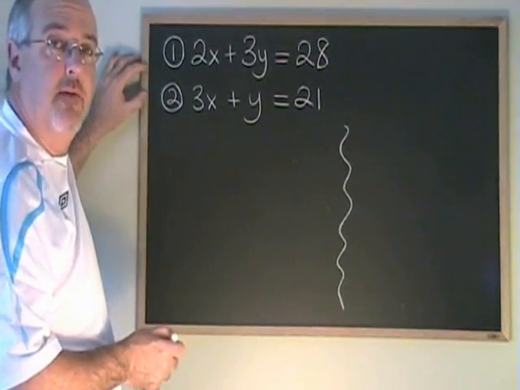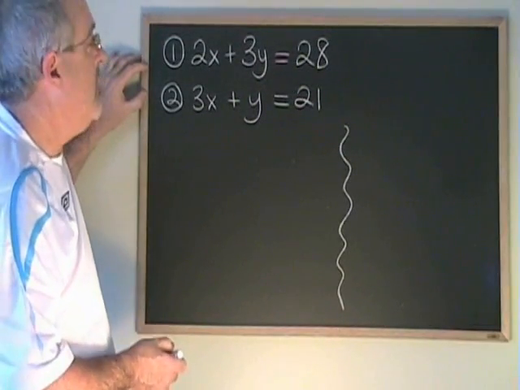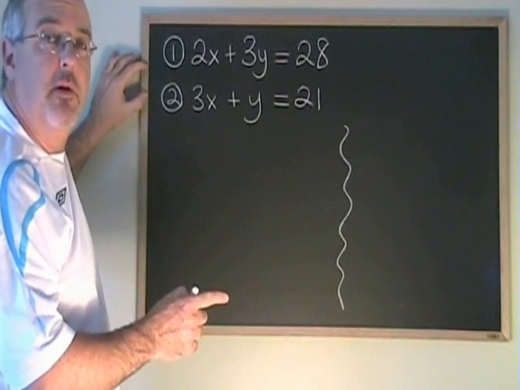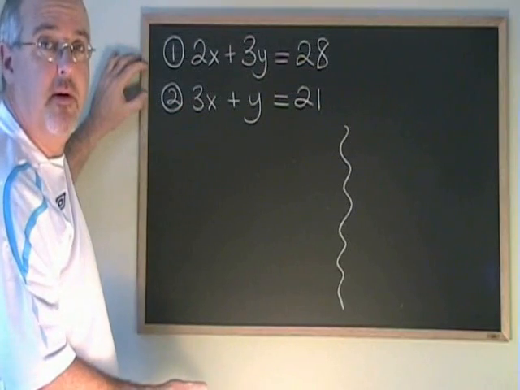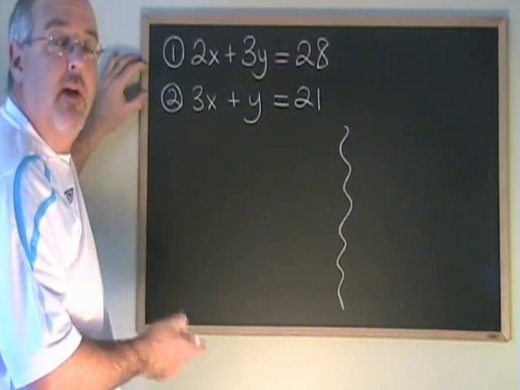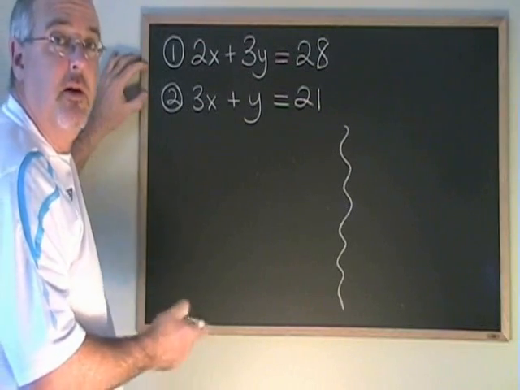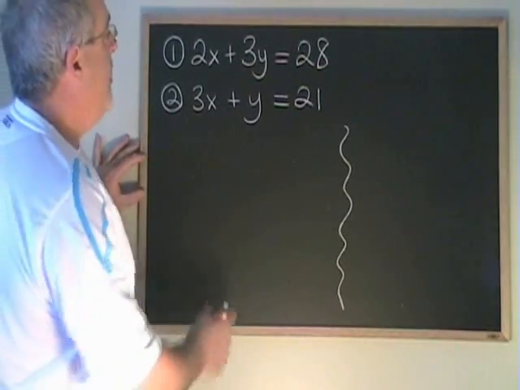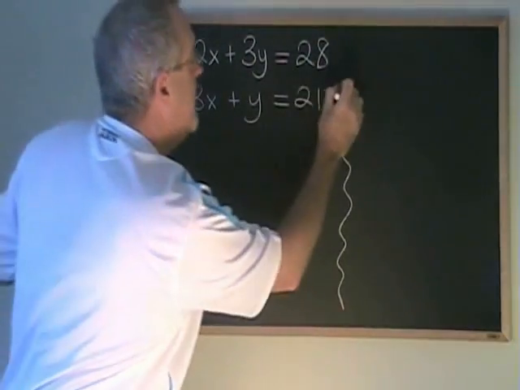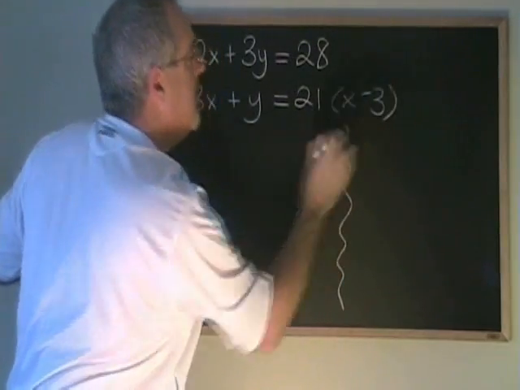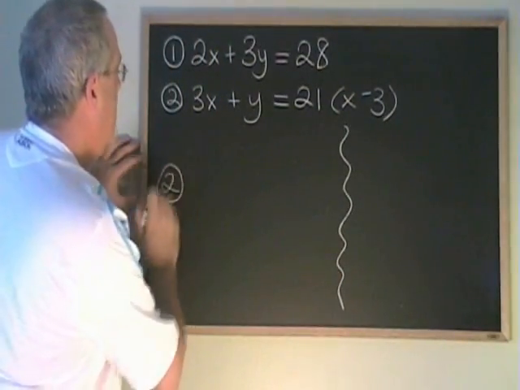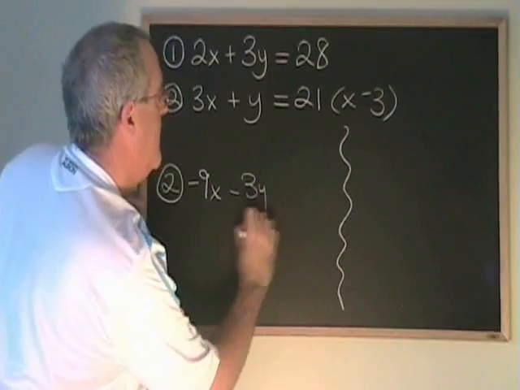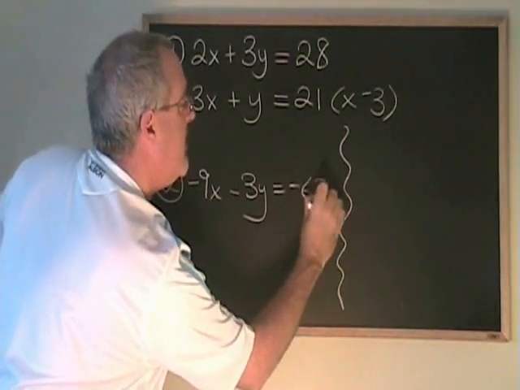What we can do is take advantage of a rule of algebra that says we can multiply a term in an equation by a number, any number we want, so long as we multiply every term in that equation by the same number. By doing that, we are creating an equivalent equation, another equation that looks different but really graphs to the same line. In this case, if we multiply this second equation by negative 3, we will get negative 9x minus 3y equals negative 63.